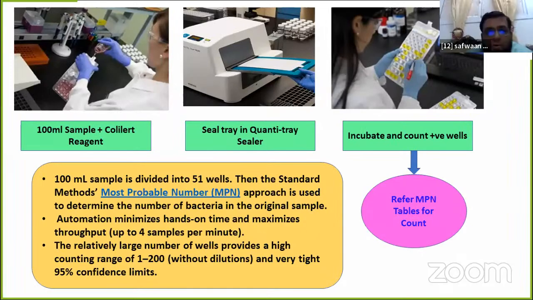This is the procedure for how we do the Quanti-Tray. First step, we mix the water with the reagent, the Colilert reagent. Then we seal the tray, incubate it, and count the number of positive wells. And the broad procedure, briefly, I have given in a box here. 100 ml of sample is divided into 51 wells, and then it is sealed and incubated. There is a separate MPN table standardized for Quanti-Tray. The normal MPN table is for the manual method, what we do with the 5-tube, 3-tube, or 10-tube method. But for Quanti-Tray, they have a separate MPN table.